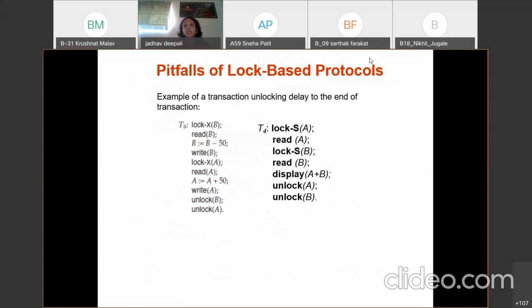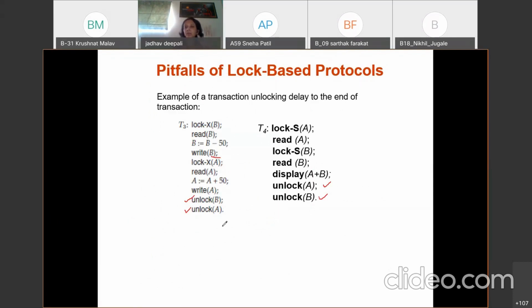Unlocking delayed to the end of the transaction means that at the end of the transaction, the data item is unlocked. So instead of unlocking it here, unlock data item B at the end, unlock data item A at the end. Similarly here, unlock A and unlock B at the end, to avoid this data inconsistency.